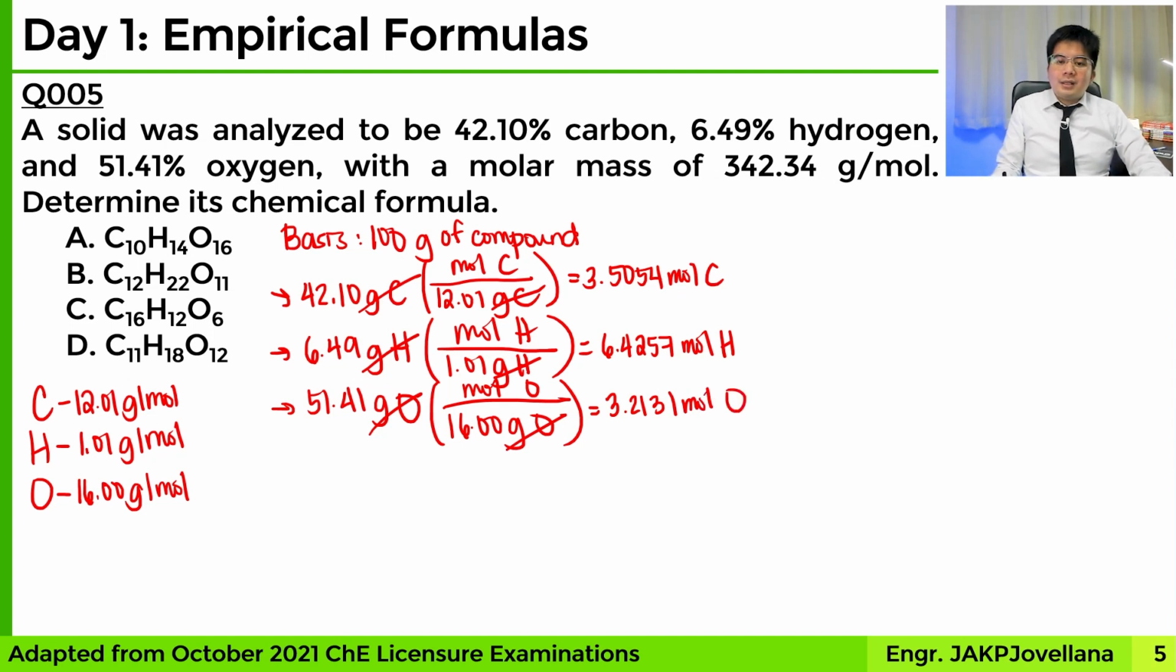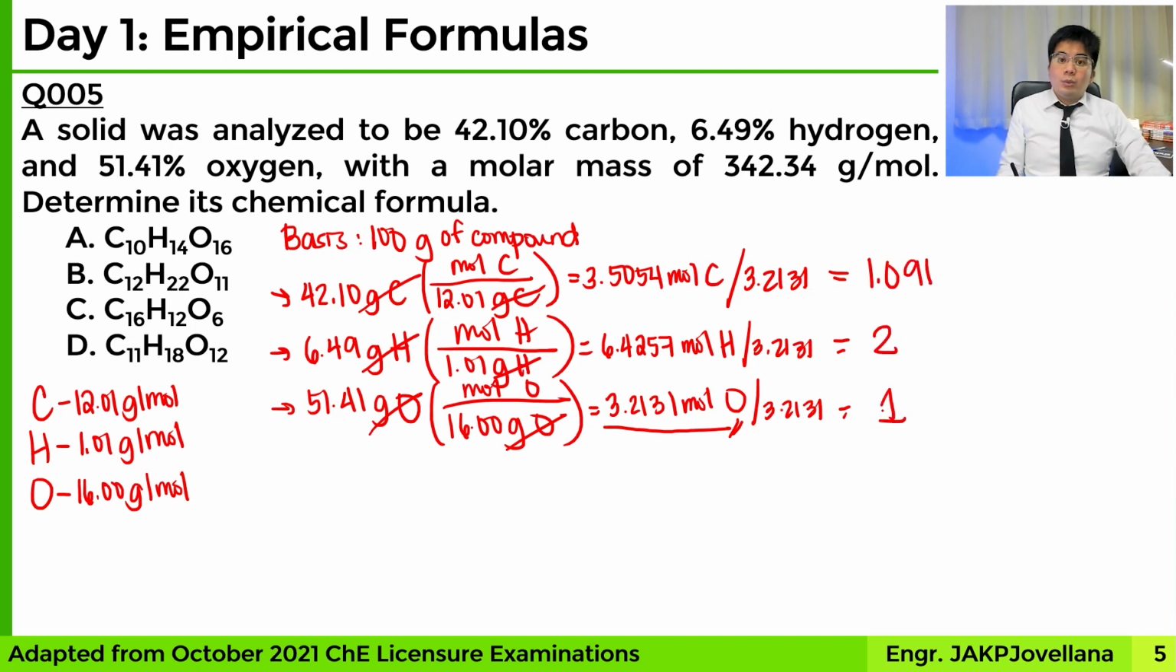We can divide these three values by the lowest number. The lowest number is 3.2131. So we divide these three numbers by 3.2131. So the values become 1.091, 2, and then 1.